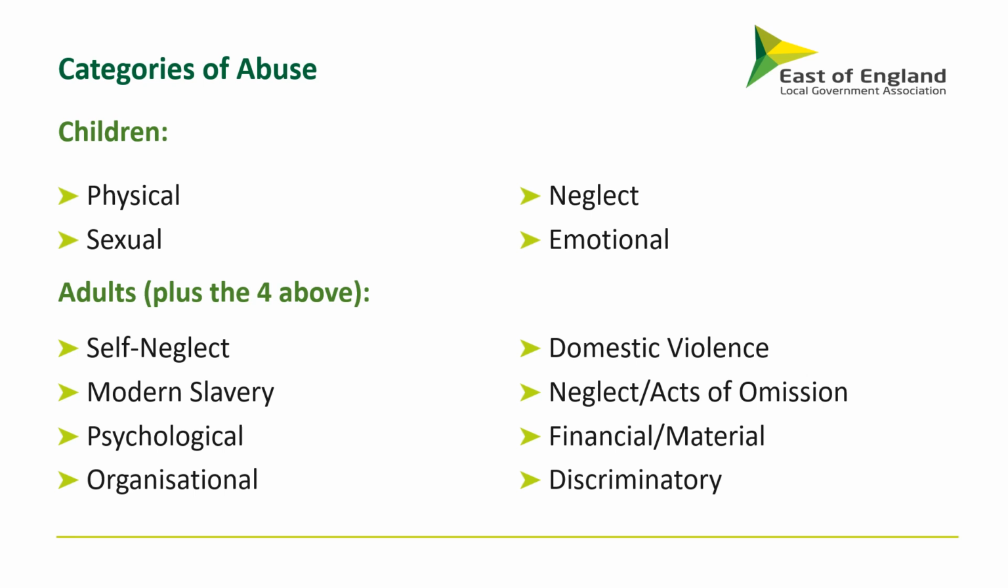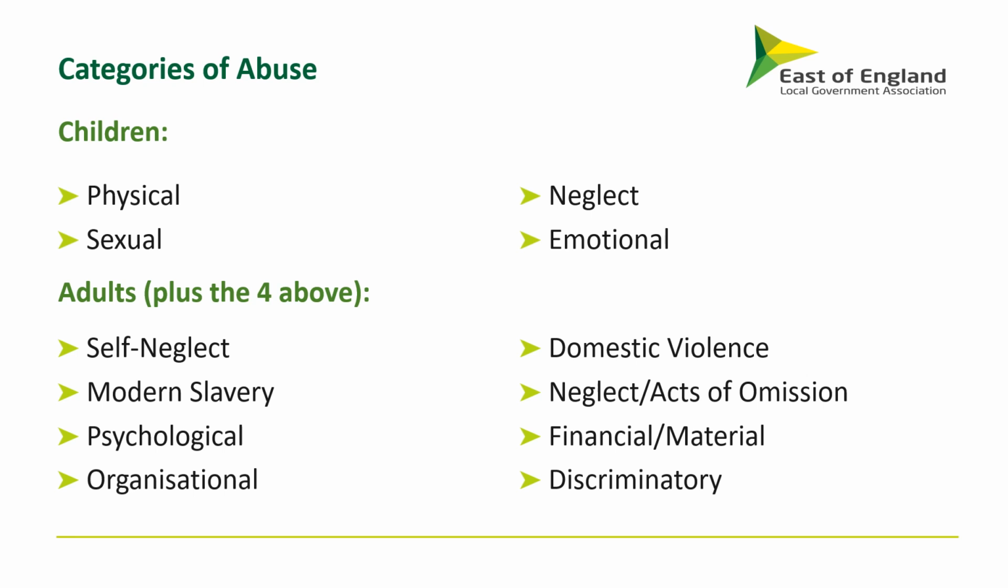Safeguarding legislation defines different categories of abuse, 4 of which are common across adults and children. They are physical, neglect, sexual, and emotional abuse. There are 8 other categories that are defined in the Care Act and apply to adults. They are self-neglect, domestic violence, modern slavery, neglect and acts of omission.